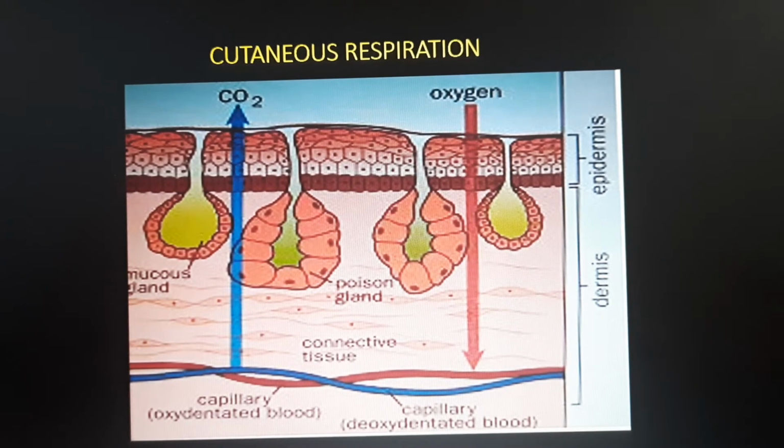Cutaneous respiration is a very simple type of respiration which occurs through the general body surface. In the diagram, you can see the oxygen which enters into the skin and the carbon dioxide which comes out of the skin. So, this occurs through the general body surface.